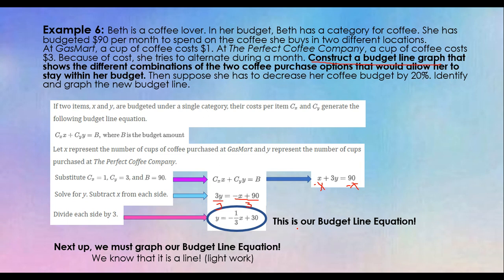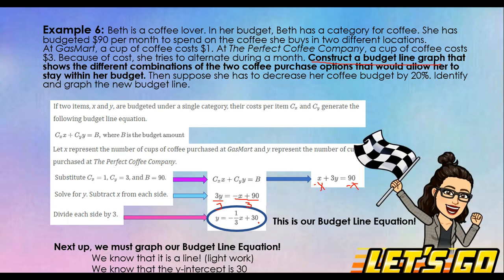It's not even funny. Because looking at our budget line equation, we know that the y-intercept is 30, right? Y equals mx plus b. M is our slope, x, and then plus b. B is our y-intercept. And we also know that our slope is negative 1/3, down 1/3, rise over run, right? So let's graph this baby.